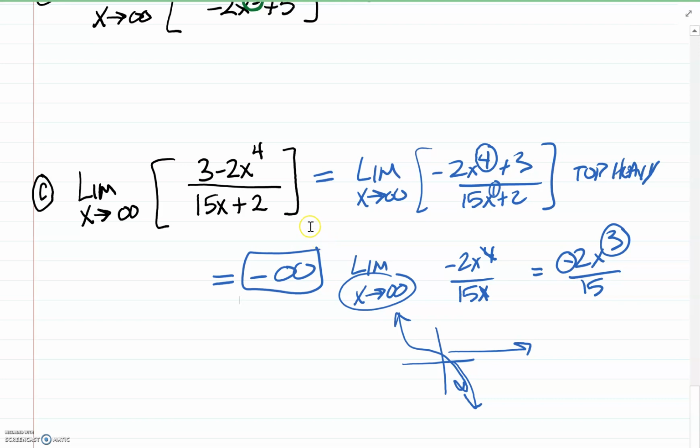So all we look at for rational functions is whether or not it's top heavy or bottom heavy, and then decide appropriately if it's shooting off to positive infinity or to negative infinity by using that chart that we learned about back in pre-calculus.